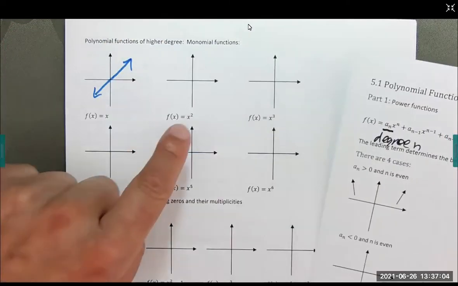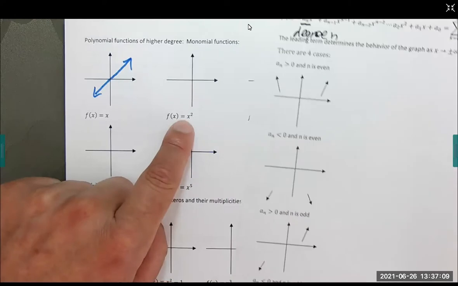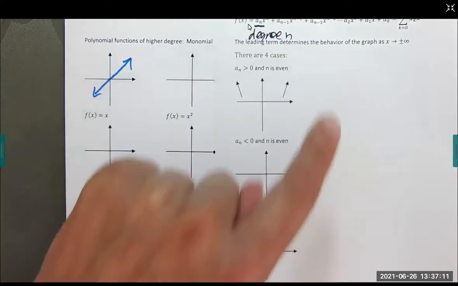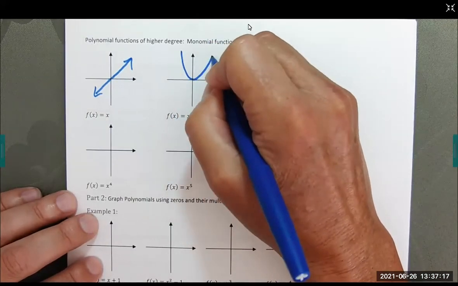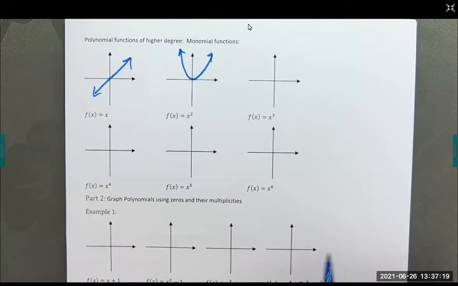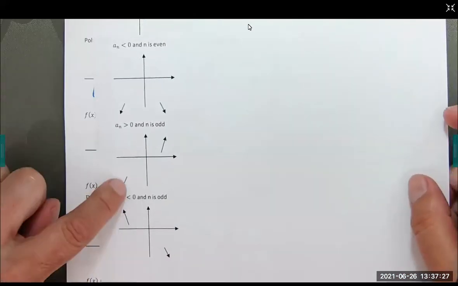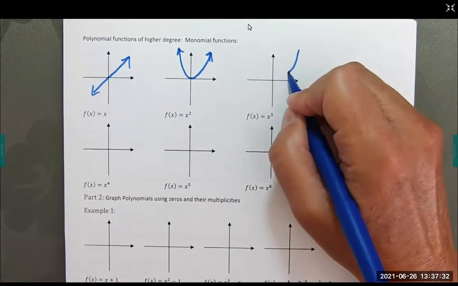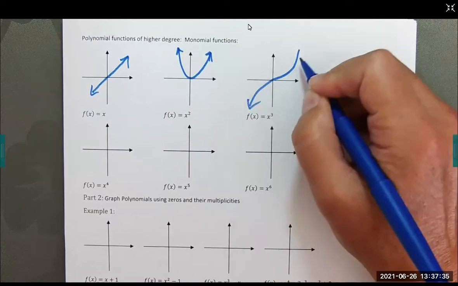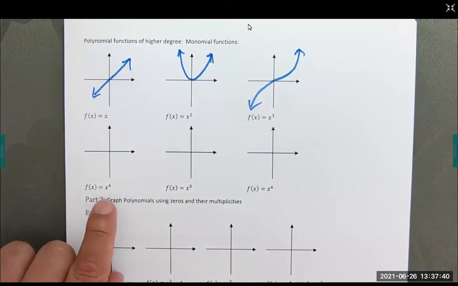This next one, x squared, is even, and the lead coefficient is positive here. It's a 1. So it's going to start up and end up. So this graph looks like this. It bounces off the origin like this. It's called a parabola. X cubed, positive lead coefficient, odd exponent. That's going to start down, do its thing, and then end up up. So this one looks like this. So that's x cubed.